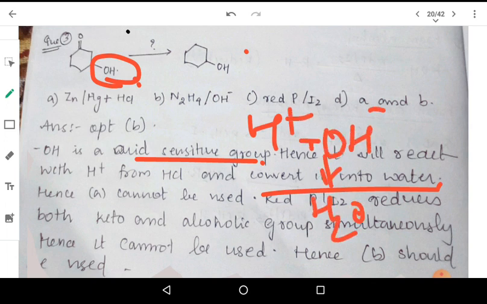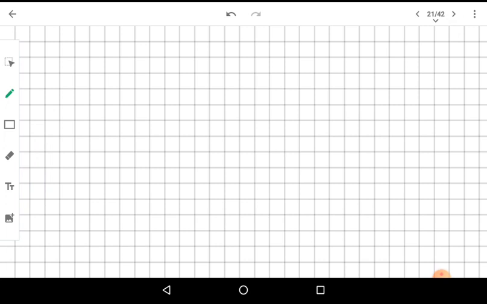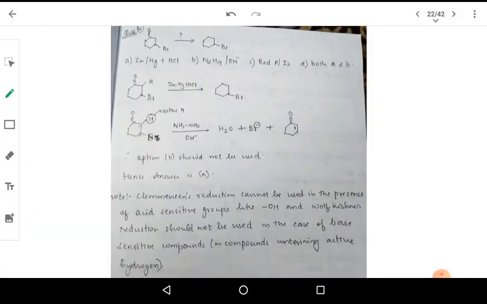So this is a mild oxidizing agent, so we cannot use this also, and hence we cannot use this also because it will form some other products, not the desired product. So we have to use only Wolff-Kishner reduction in the presence of acid sensitive group. Now let us see what will happen in this particular question.